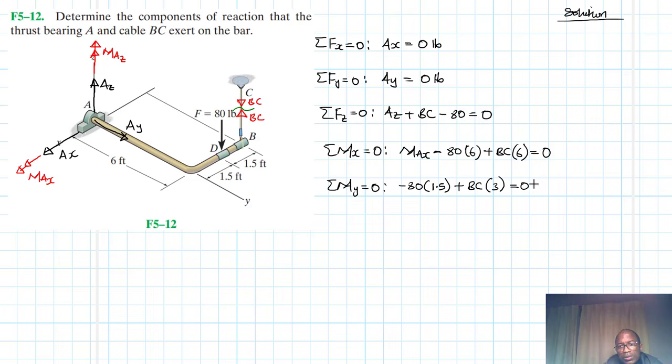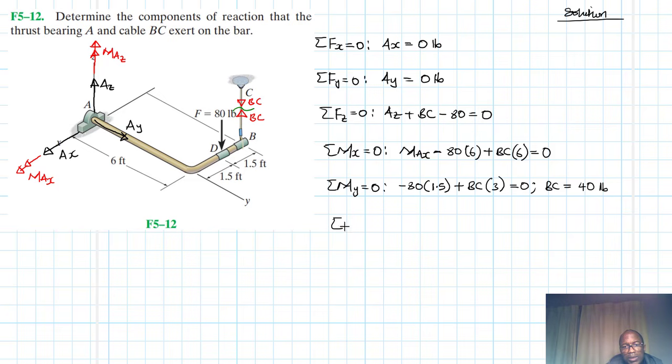Then equal to 0. Therefore, from this equation, what will be BC? We have 80 by 1.5 divided by 3. So this gives us BC equal to 40 pounds. Once we found 40 pounds, we can move on and plug it in the other equation.